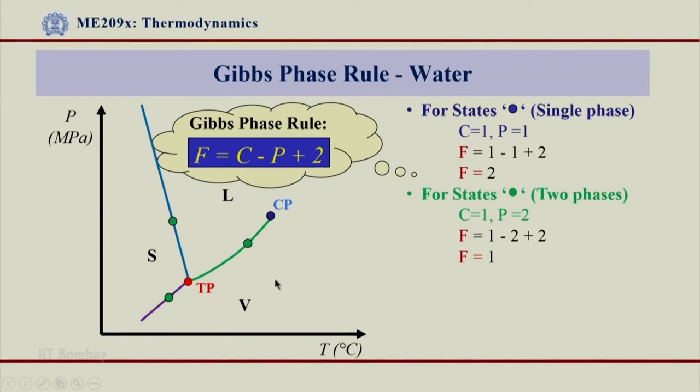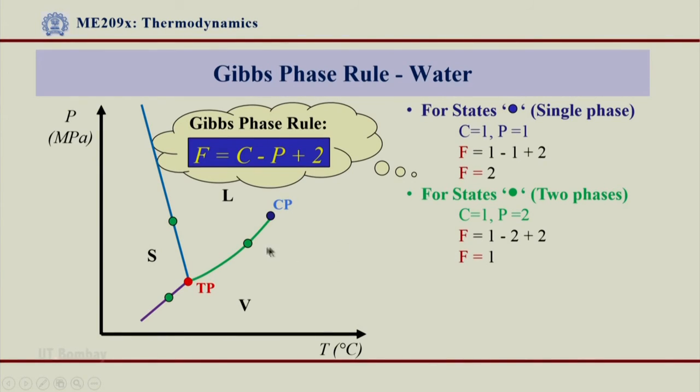which was not the scenario when I was in single phase region. I could independently change pressure and temperature and still be in the same phase region, but here I cannot change pressure and temperature independently. As soon as I change the pressure, the temperature also gets fixed accordingly, or I can change temperature and the pressure gets fixed accordingly, and that is why my degree of freedom in this case is equal to 1.